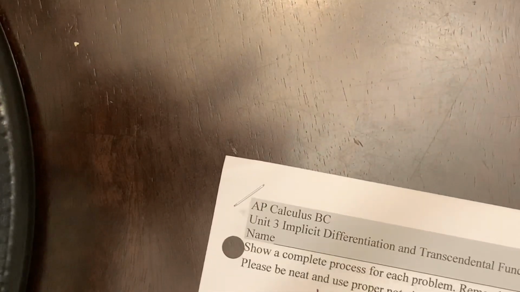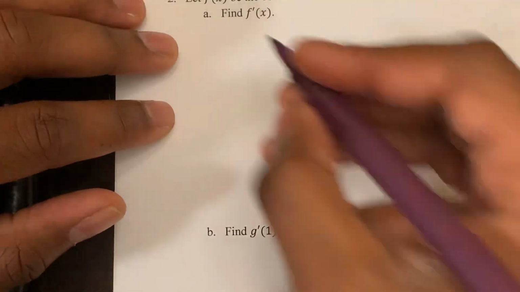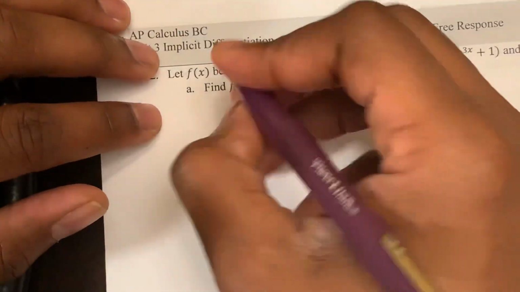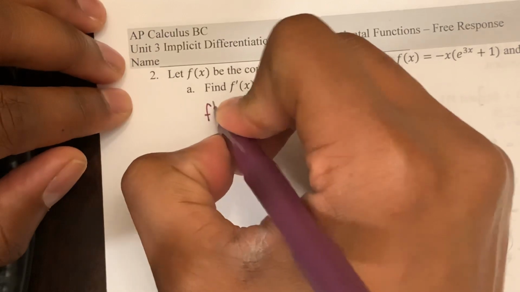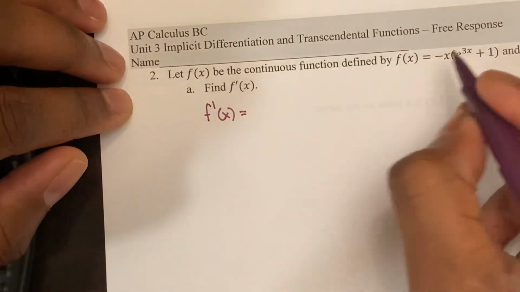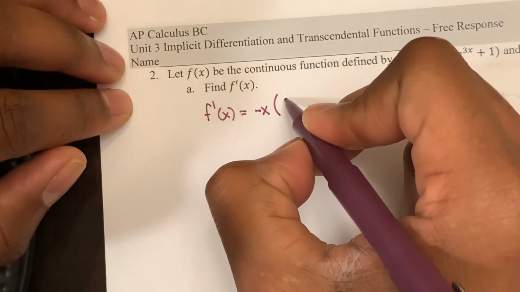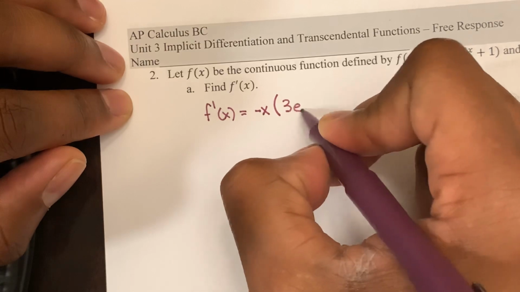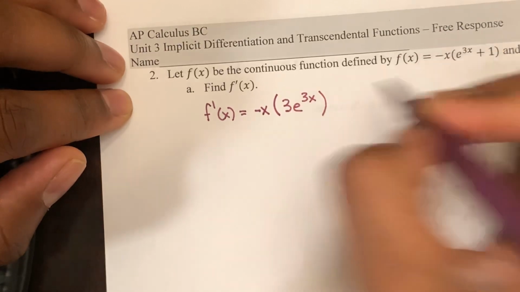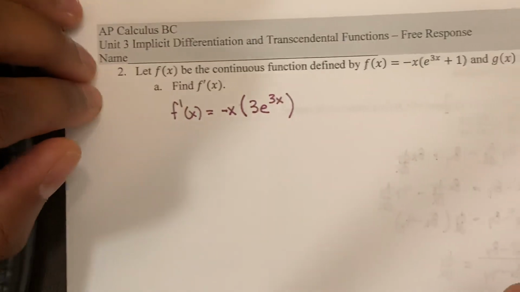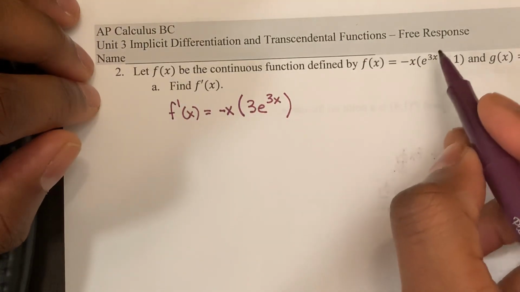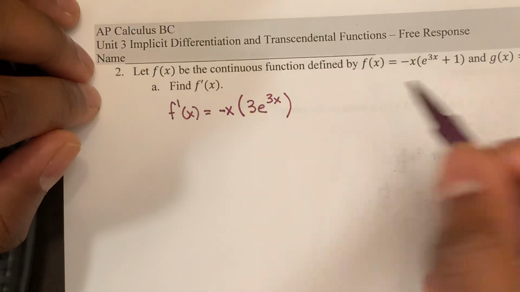For number 2, we need to find the first derivative for f of x, which is going to require that we do the product rule. So we get f prime of x is equal to, we'll say it's the first function multiplied by the derivative of the second function, which is 3e to the 3x. Because for an exponential function, the derivative of the exponential function is the derivative of the exponent times the exponent.